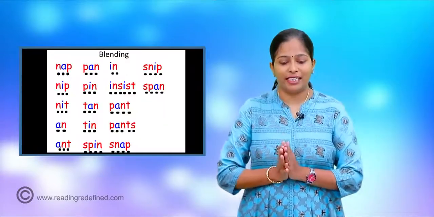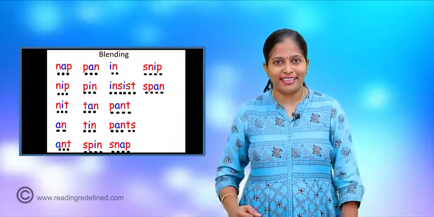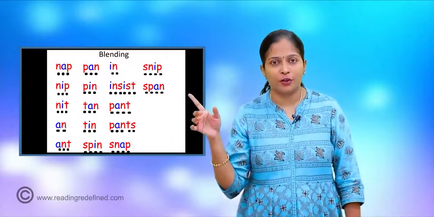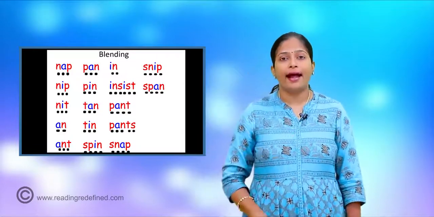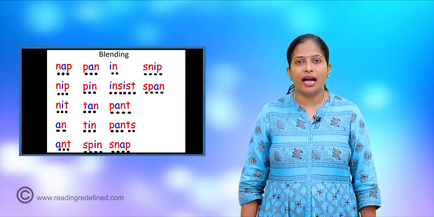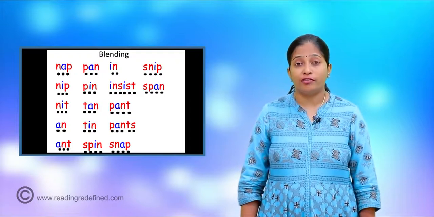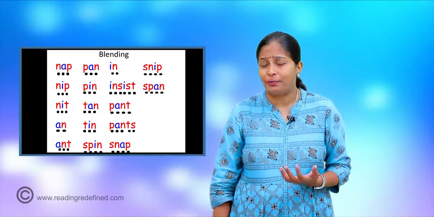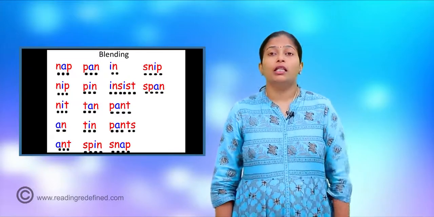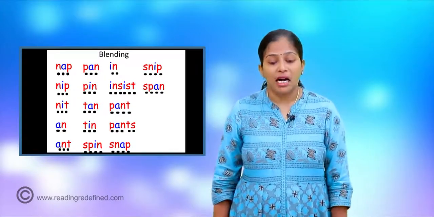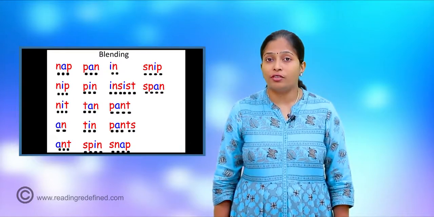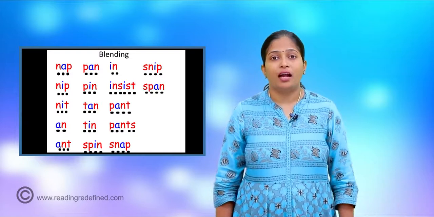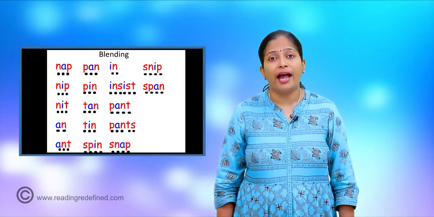And blending? Yes, a lot more words added, right? Now pause the video, try to blend all the words that you can see on the screen. N, a, p, nap. P, a, n, pan. So if the child is struggling to blend all three sounds, you will experience these kinds of troubles. When the child is reading a word p, a, n, the child might read the word as an, leaving the first p sound out. A, p, a, n, an.